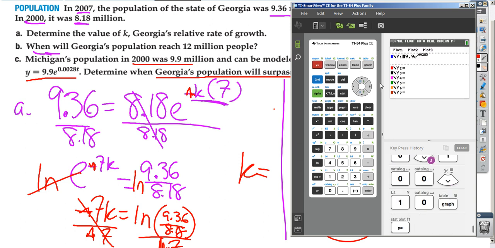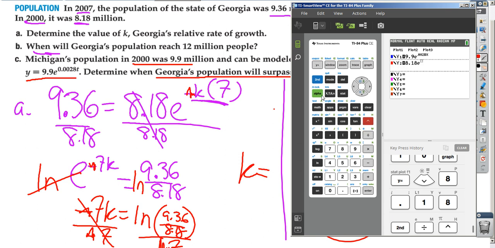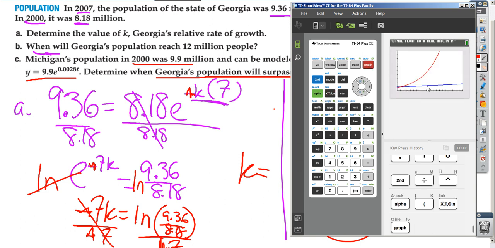Now let's put in the Georgia equation. Georgia is 8.18 million times e, and we are raising this to that number we stored as k before, so k times x. Let's graph that, and you can see at some point Georgia starts to rise a lot higher, and we want to know exactly where, so we go to second calc, and then we want to find the intersection of these two. So right now my arrow's on the blue line, I press enter.